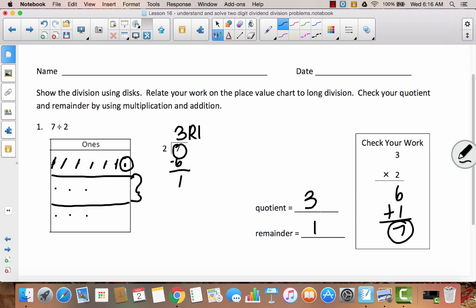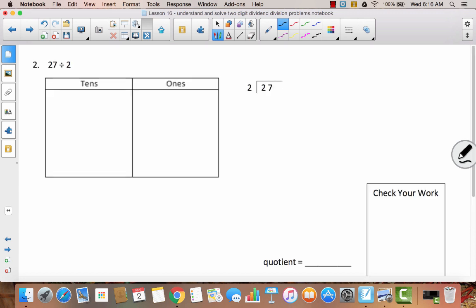Let's try another one. So this time we have 10s and 1s. So I'm going to begin by showing 27 on my place value chart. So that would be 2 10s and 7 1s. 1, 2, 3, 4, 5, 6, 7. I'm still dividing by 2, so I'm going to draw one line to separate my place value disc from my two groups. Now I have two groups, group 1, group 2.